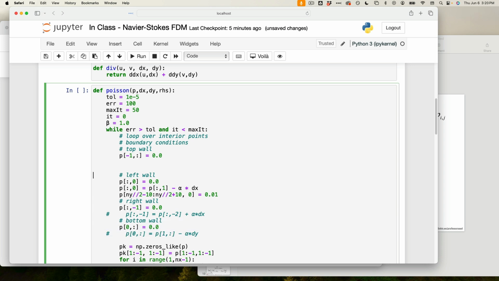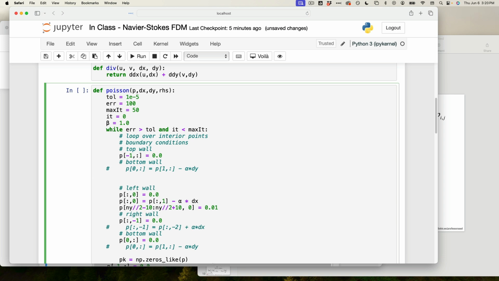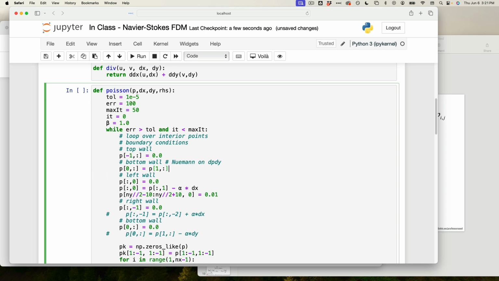Yeah. Okay. So now for the bottom wall, we had a Neumann condition, which says that dp by dy is equal to 0. In other words, p interior minus p at the boundary to a first-order approximation over delta y equals 0, which means p boundary is equal to p interior. Okay, so that makes the gradient to a forward approximation equal to 0. So that's a good Neumann on dp dy, bottom wall. Same thing for the left wall.